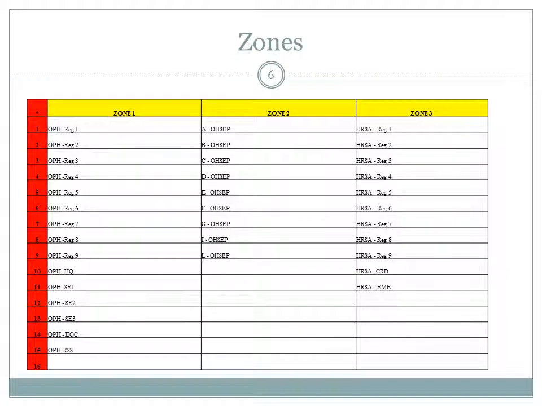Zones. Each zone contains 16 channels. The first zone in your radio will be your OPH zone, which has all 9 regions as well as headquarters, 3 special event channels, an EOC channel, and the RSS channel.